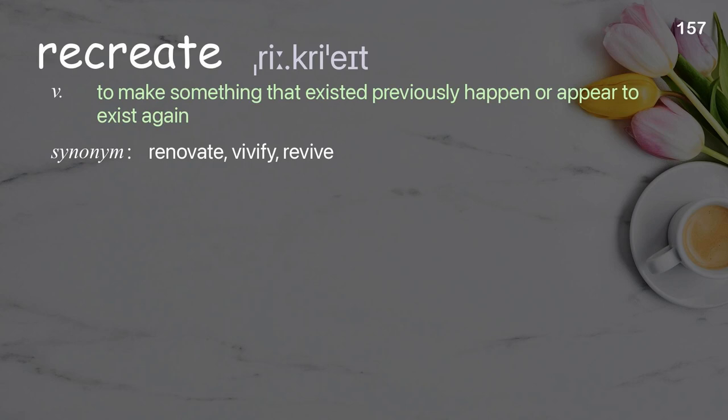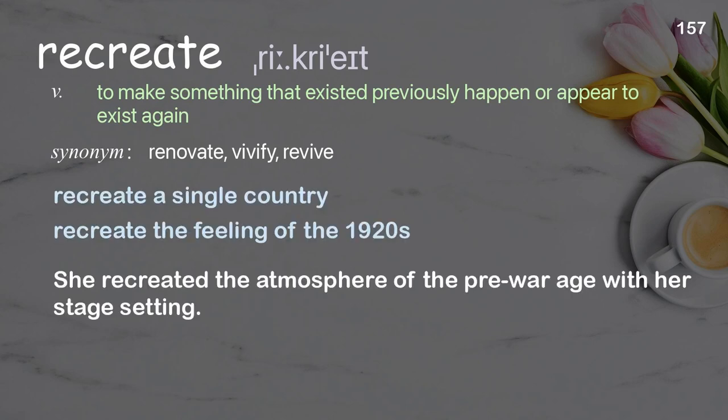Recreate. To make something that existed previously happen or appear to exist again. Examples. Recreate a single country. Recreate the feeling of the 1920s. She recreated the atmosphere of the pre-war age with her stage setting.